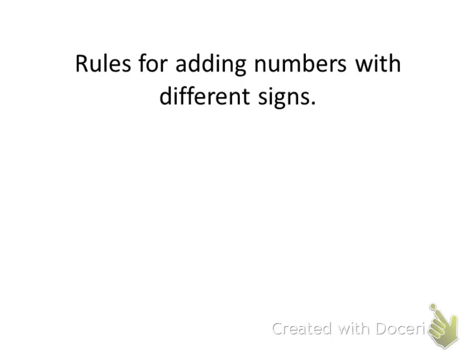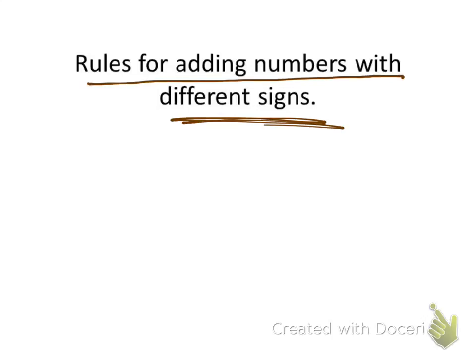So, in your notes, here's another important thing. This does need to get written down. Rules for adding numbers with different signs. So the 10 and the 6, what did we do with those numbers? The 5 and the 4, what did we do with those numbers? We subtracted. Even though it says adding numbers, you subtract the numbers.